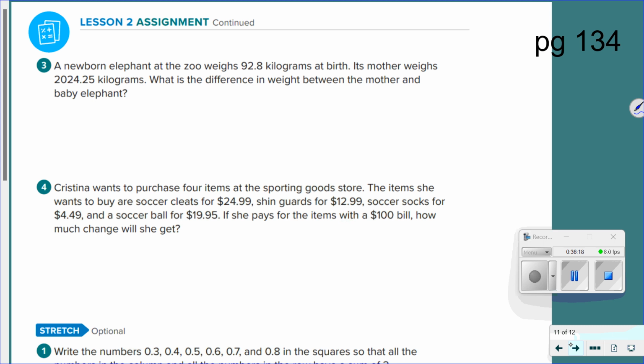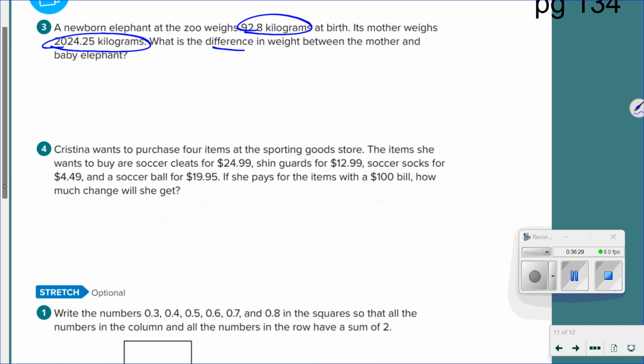The newborn weighs 92 and 8/10 at birth. Its mother weighs 2,024. What is the difference? That means I'm going to subtract. Don't forget a full sentence answer.